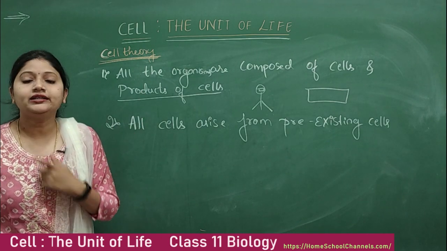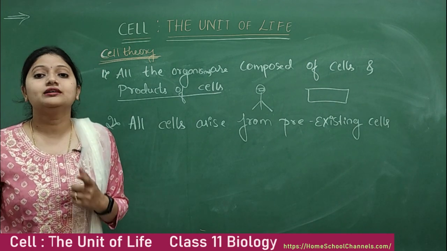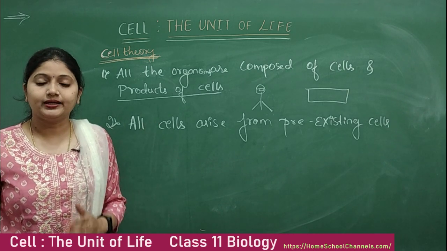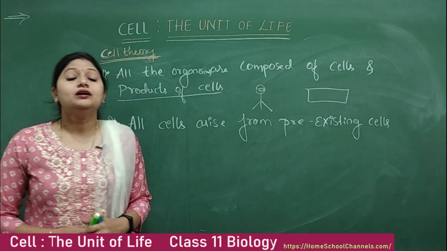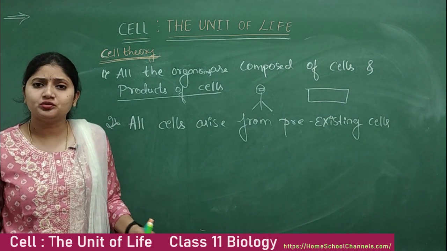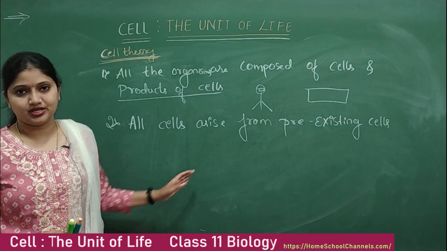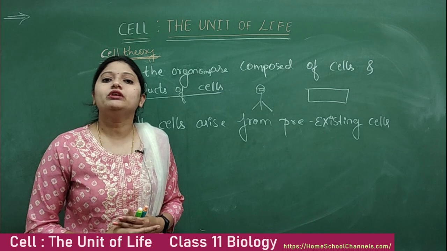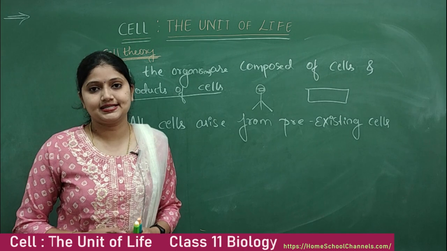And who are the scientists who have given the cell theory? It is Matthias Schleiden and Theodor Schwann who gave the cell theory. This is all about the history of the cell. Of course, there are many things to be known, but for your syllabus, this is enough to be known in the history part. So now moving on to the other details of the cell. We'll firstly study the shapes and sizes of the cell.